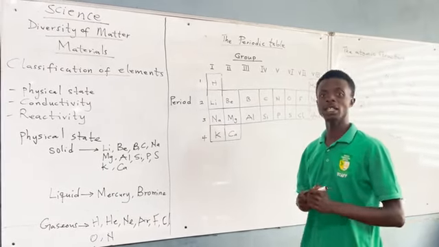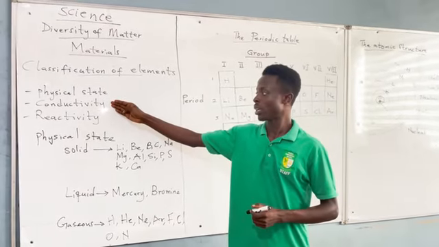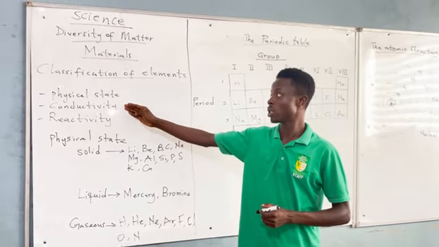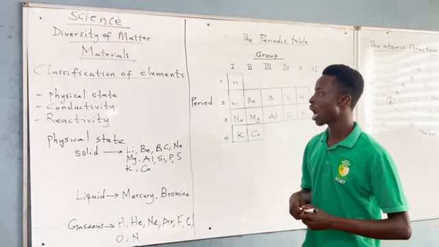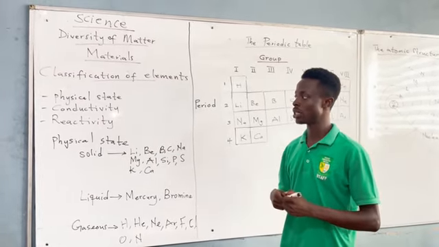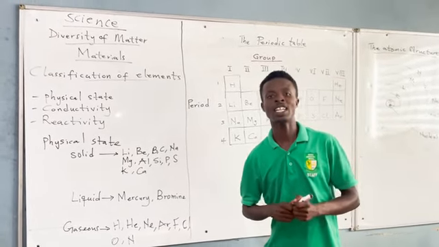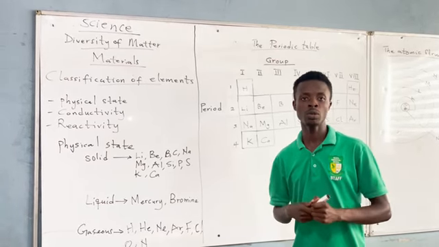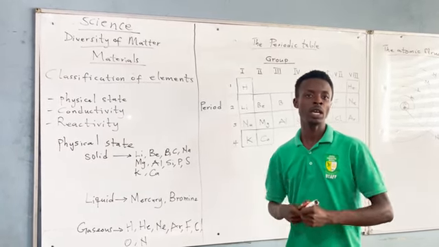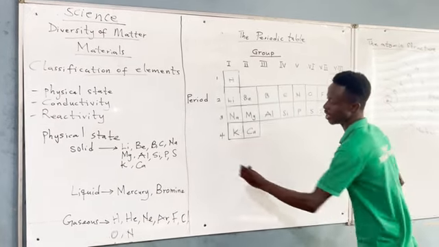Alright, so the next thing that we are going to talk about is conductivity. Elements can be classified based on how they conduct electricity. Conductivity talks about the ability of an element to allow the flow of electrons or the flow of heat energy.